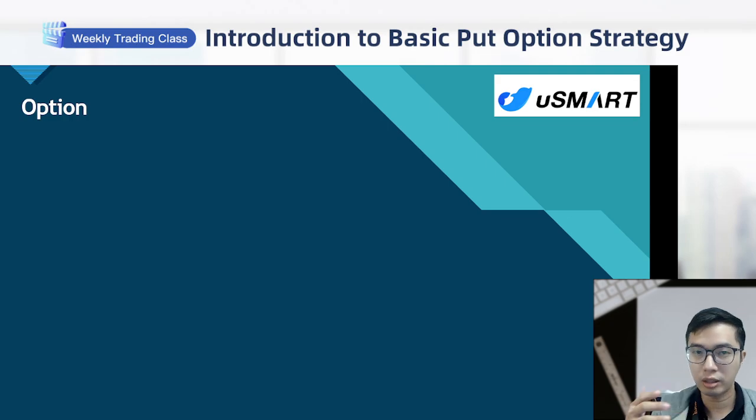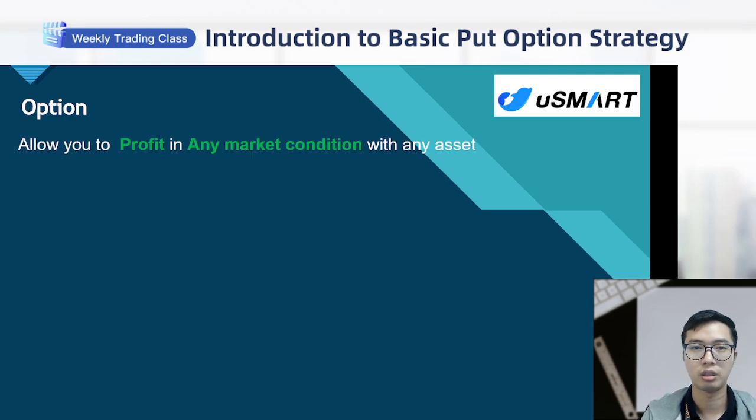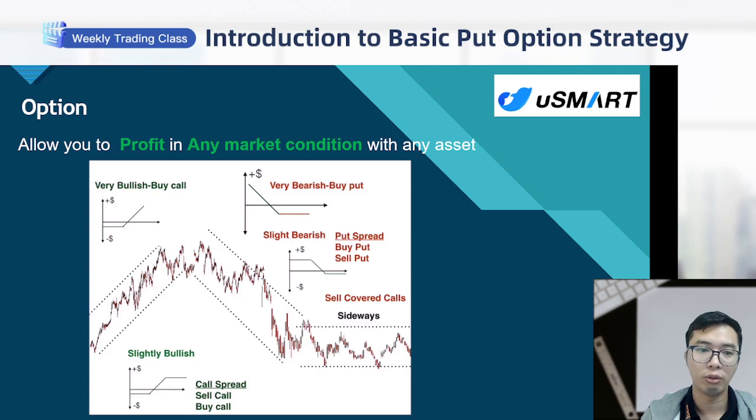So let us recap what is option again. Options allow you to profit in any market conditions with any assets, such as ETF, stocks. So from here you can see, actually we can use options to profit in uptrend, downtrend, and also a sideways market. There's a few strategies in using option trading. However, we will start with only the basic one first, then we slowly get into the more advanced one later on.